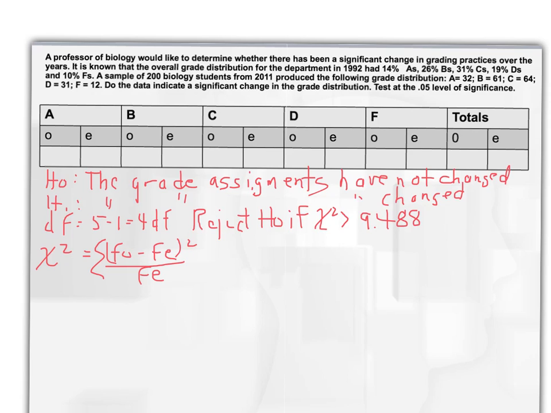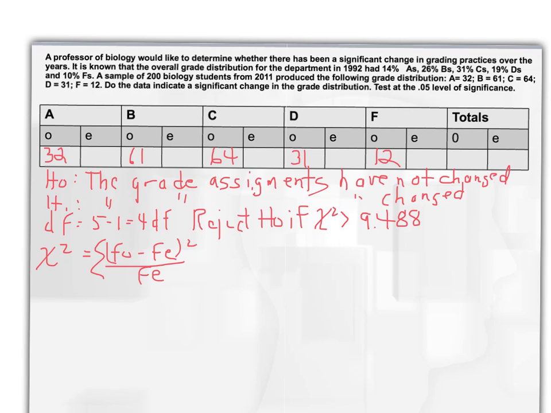The observed frequencies are always given to us in the problem. It's what we got from our sample. We had 200 biology students, and in 2011, 32 of that 200 got A's, 61 got B's, 64 C's, 31 D's, and unfortunately 12 people got F's. That's what we learn from our sample. That's our actual data. But now how do we calculate the expected frequencies?